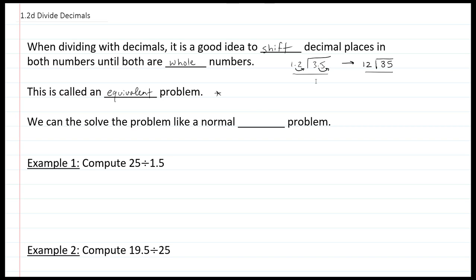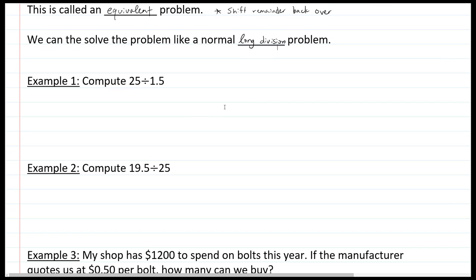We have to shift the remainder back over the opposite way we shifted. And you'll see what I mean by this in the first example. So we can solve the problem like a normal long division problem. The strategy is not always used, but for a lot of decimal problems, it turns them into much simpler ones. So let's look at the first example.